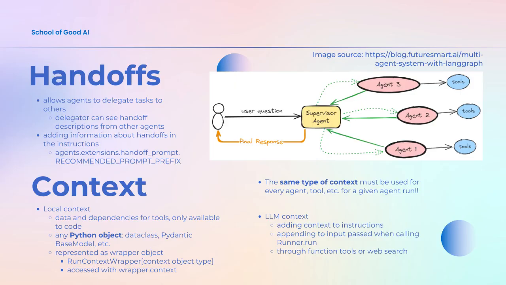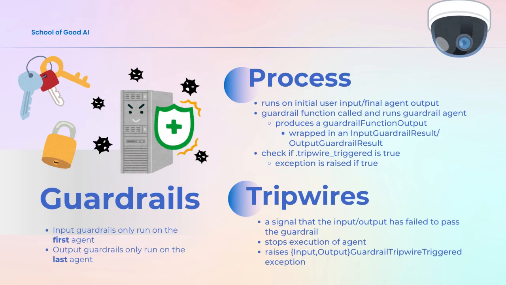The LLMs behind the agents cannot access local context. The only data they can reference is the conversation history. To make new information available to the LLM models, you should use LLM context. This includes modifying instructions, appending the context to the input object, or passing new context through function tools. An important thing to note is that every agent in a single workflow must use the same type of context to keep everything consistent. Next, let's talk about keeping your agents secure and reliable using guardrails.